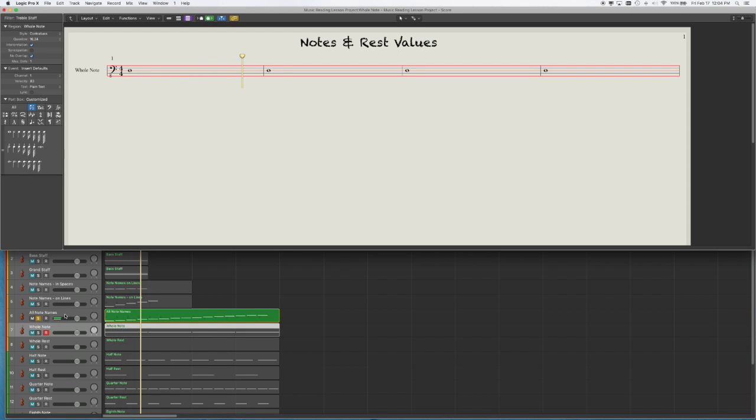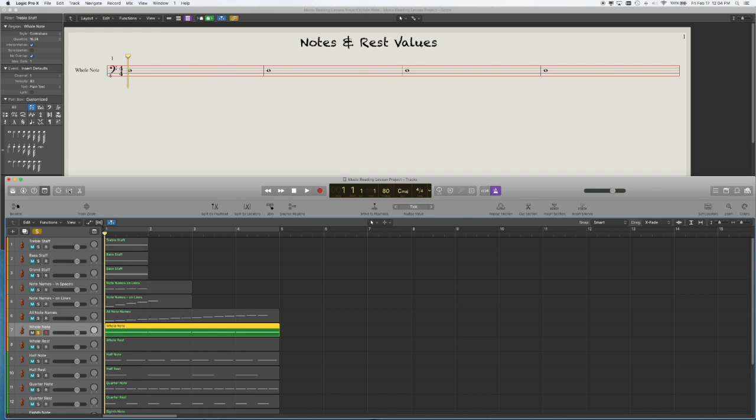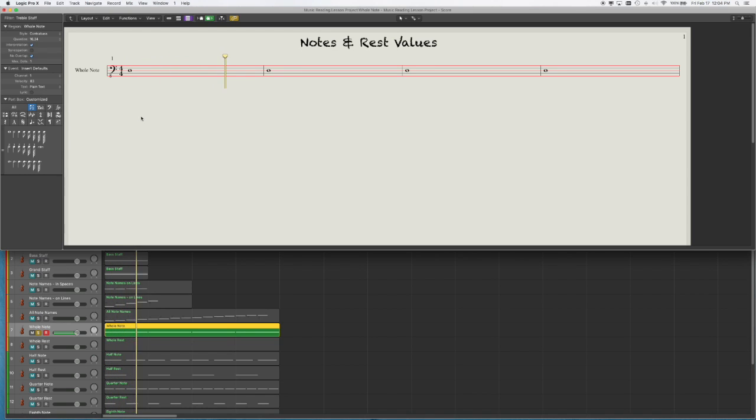Oh, sorry, I forgot to turn off the other track. We'll go down here and start over. Here's how it should sound for a whole note. Okay, and then the whole note can be divided into smaller divisions. If you divide it in half, you get a half note.